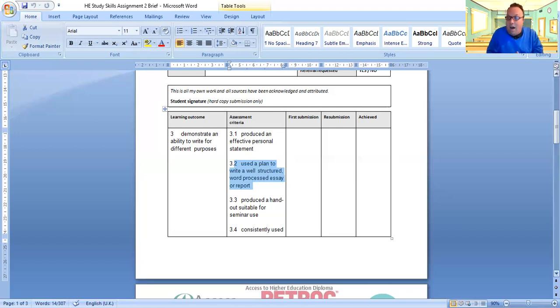Highlight, underline the key words and phrases in the question. If you like, rejiggle the words in your head, paraphrase it, make sure you understand what it's asking you to do, because although it seems rather an obvious thing to state, if you don't answer the question as the question is set out, you're unable to access the marks.